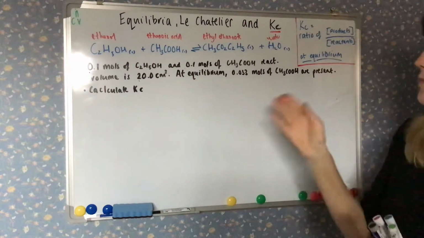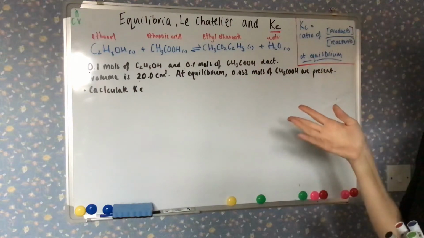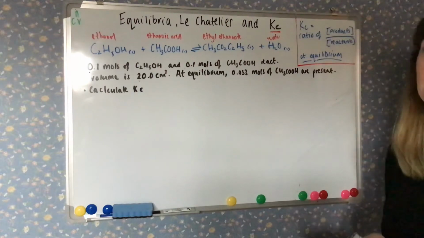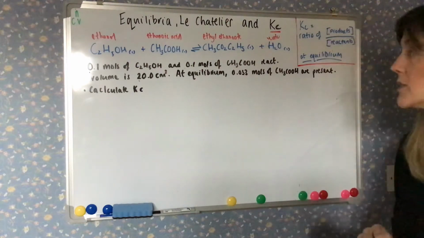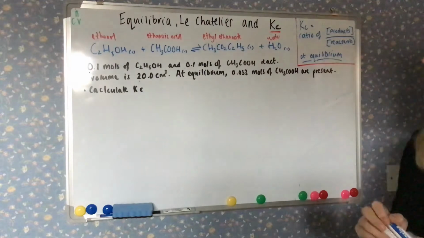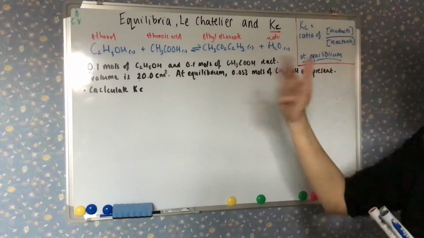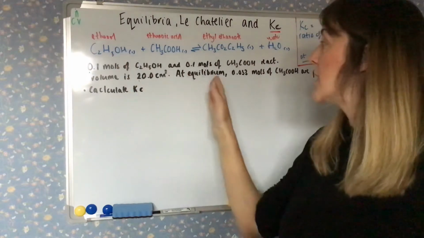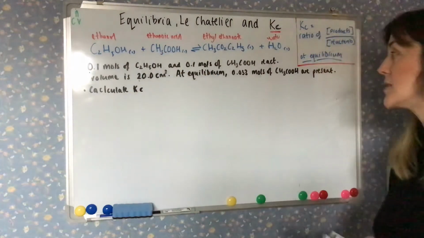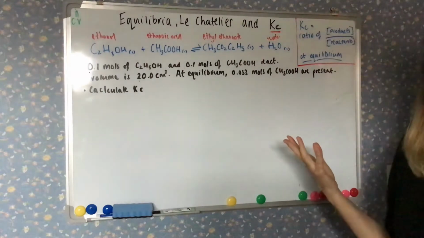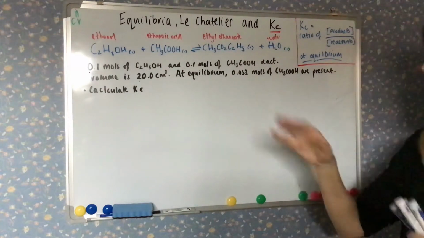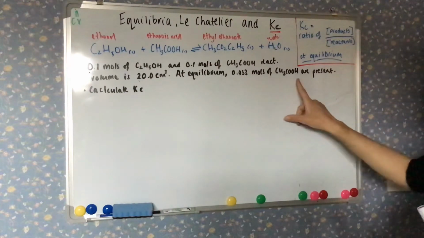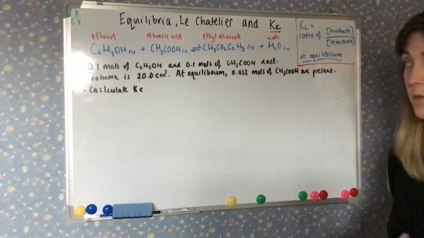So the reaction we're going to use is ethanol and ethanoic acid, an esterification reaction. So you're making the ester, ethyl ethanoate, and water. It's the reaction I gave you last time as well. Have a look at the information that's been given. 0.1 moles of ethanol are reacting with 0.1 moles of ethanoic acid. The volume is 20 centimetres cubed, and then once the reaction has reached equilibrium, we've now got 0.033 moles of ethanoic acid at equilibrium.